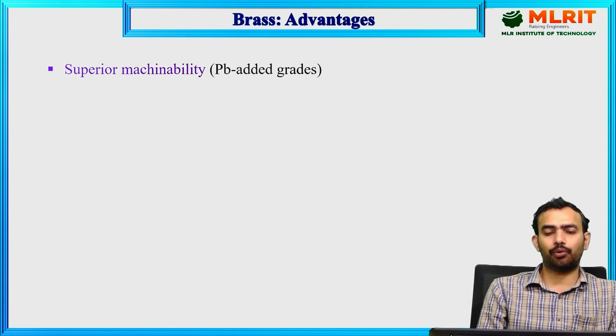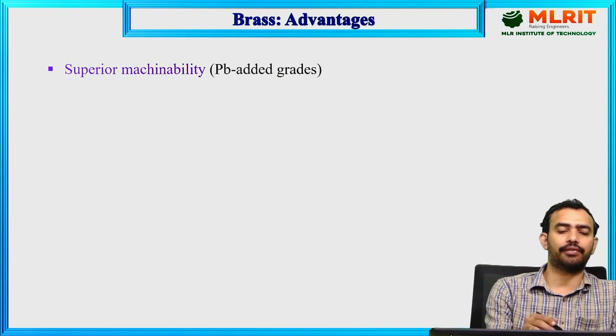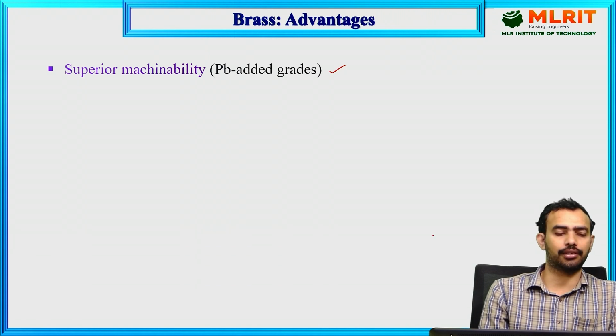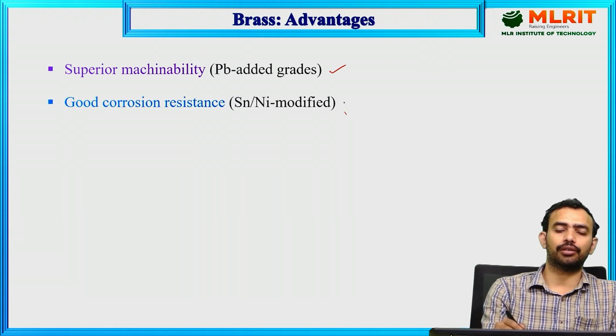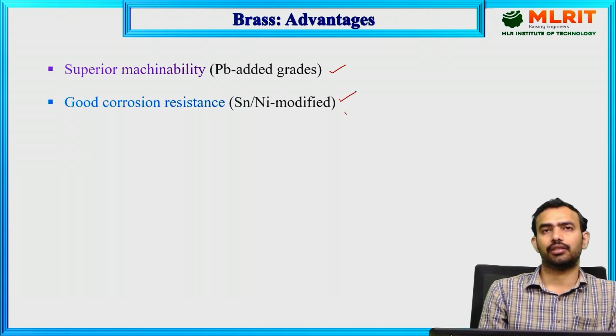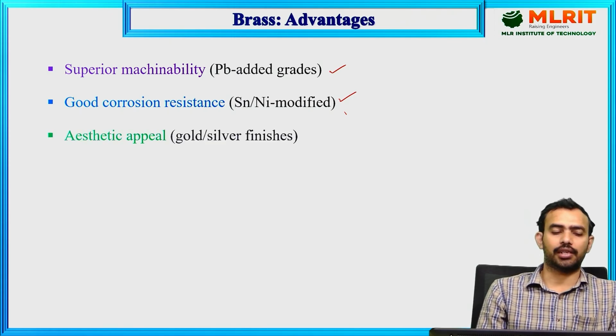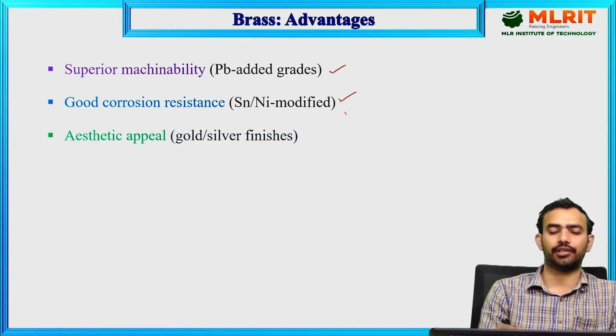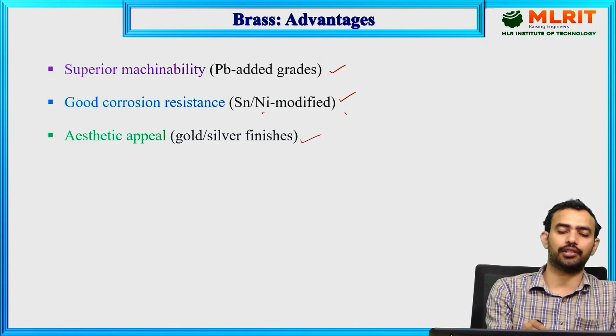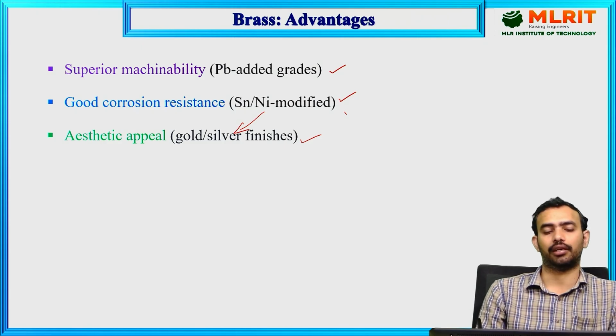If you see the advantages of brasses, they have superior machinability, especially the leaded brasses, and they offer very good corrosion resistance, which can be modified with the addition of tin and nickel. And it has an aesthetically beautiful appeal. It gives you gold and silver finishes. The silver finish comes from the nickel, and by default the appearance is golden.